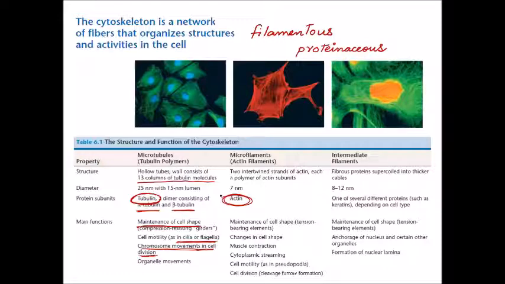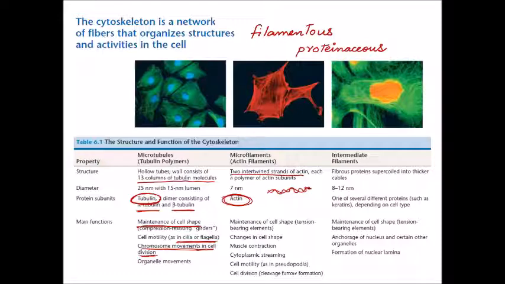Now each microfilament is composed of 2 strands of actin, intertwined strands. So if this is one strand of actin, then the next strand of actin will be like this. So it is intertwined. Just imagine 2 threads intertwined with each other to form a rope. So that is how microfilaments look like.